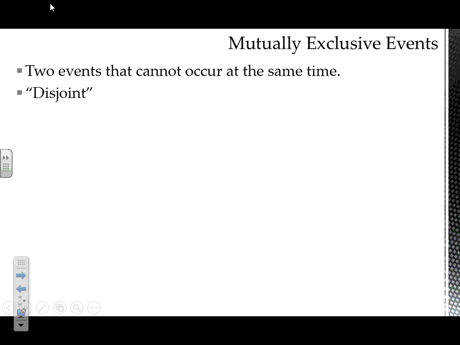First thing, before we can talk about the general addition rule, we need to talk about this idea of mutually exclusive, or what's also known as two disjoint events. So there's two different terms that mean the same thing. Mutually exclusive events are two events that cannot occur at the same time.